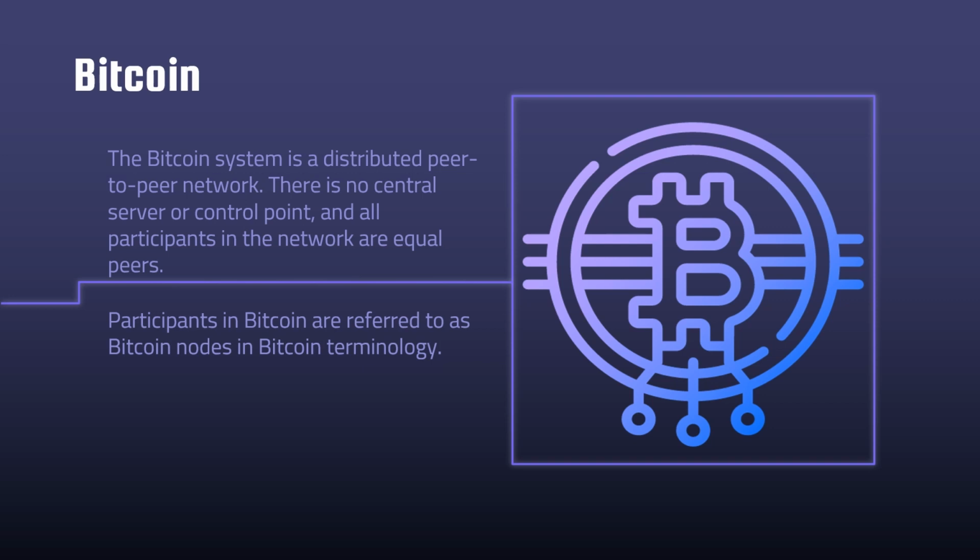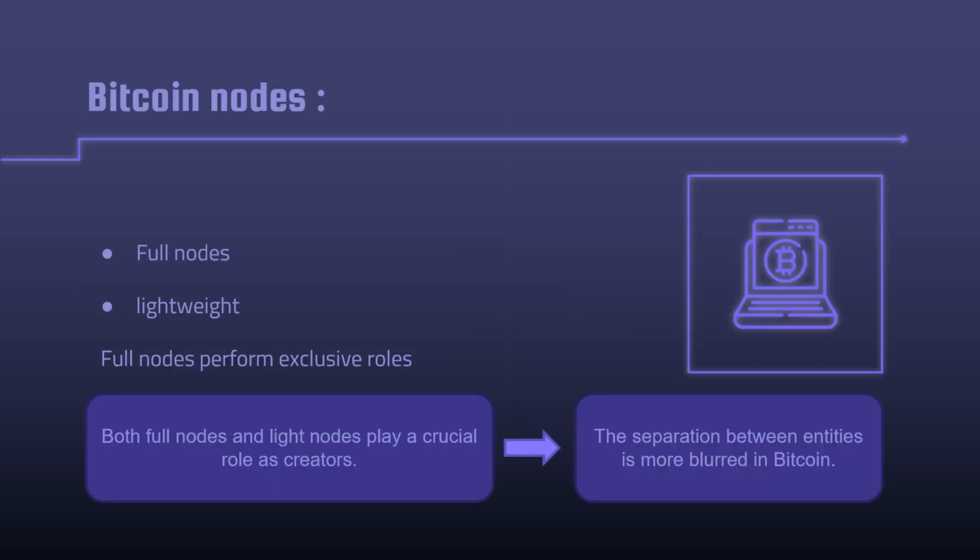Bitcoin system is a distributed peer-to-peer network. There is no central server or control point, and all participants in the network are equal peers. The participants are referred to as Bitcoin nodes in Bitcoin terminology. These nodes can be categorized into two types, full nodes and lightweight nodes. The full nodes perform exclusive roles, while both of them play a crucial role as the creators. That implies the separation between entities is more blurred in Bitcoin, same thing in Ethereum.